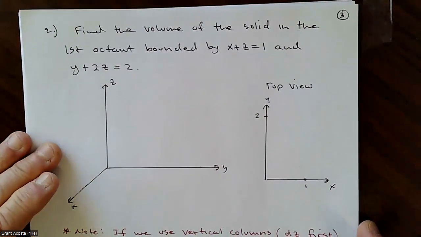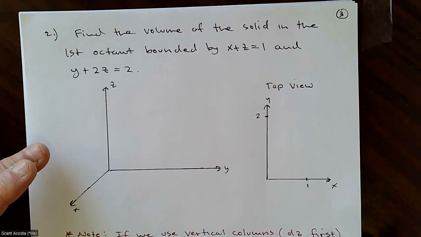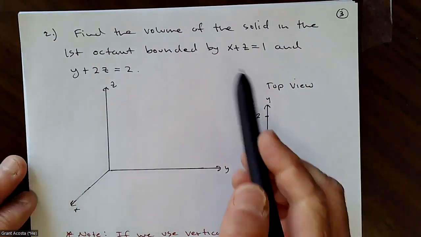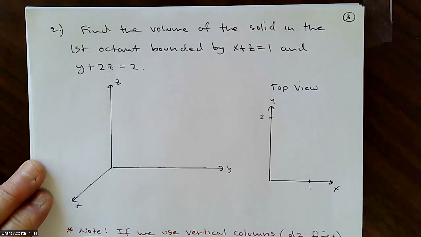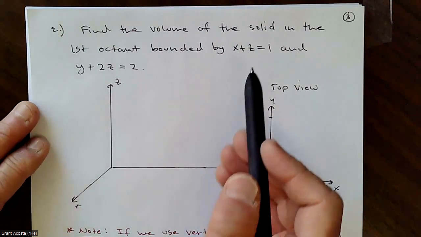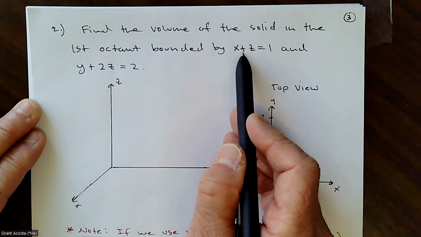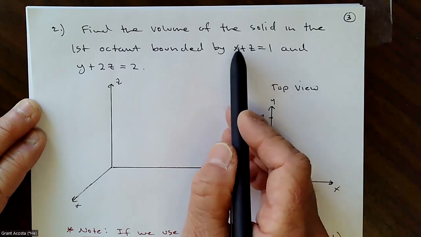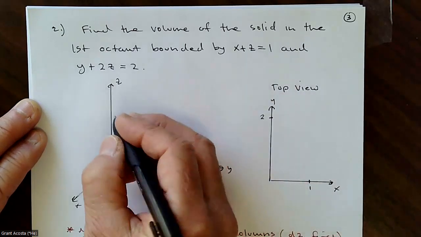Let's find the volume, or at least set up a triple integral or triple integrals for the volume of the solid in the first octant bounded by these two planes. Once again, I didn't graph it, so we can practice this. On the idea of graphing here, x plus z equals 1 looks like a line that has an x-intercept of 1 and a z-intercept of 1.